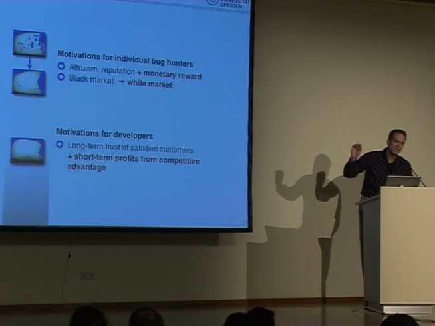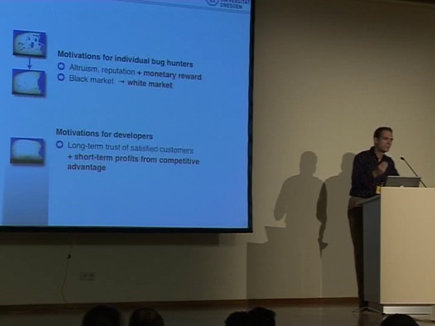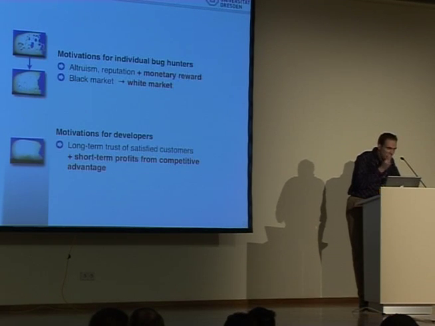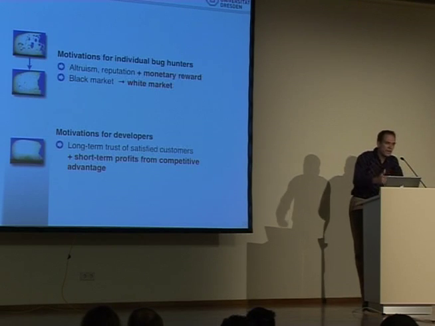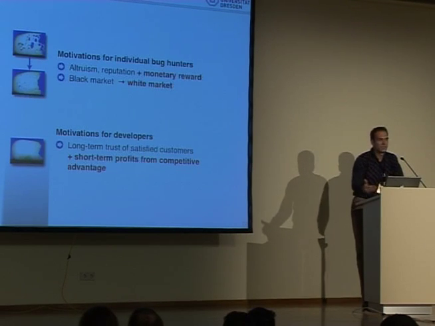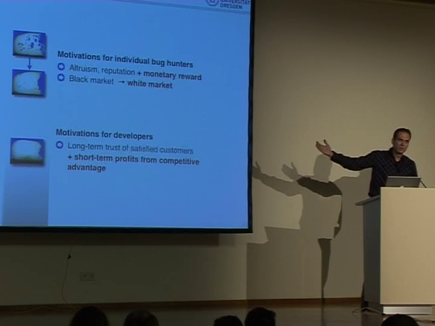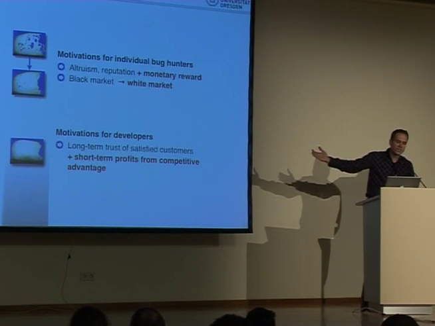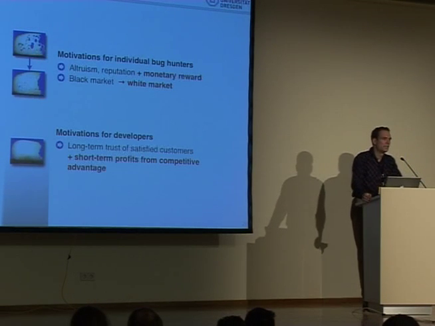And there is a second type of motivation, and this is the motivation for developers. So does a market mechanism create motivations or incentives for software developers to invest in the development of proper security mechanisms? And now there's only one type of possible motivation. This is the long-term trust of satisfied customers. So you promise them, I sell a secure product, and perhaps the customer decides for me again when he buys the next computer in 5 to 10 years.